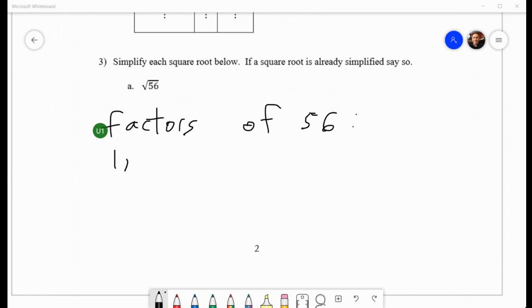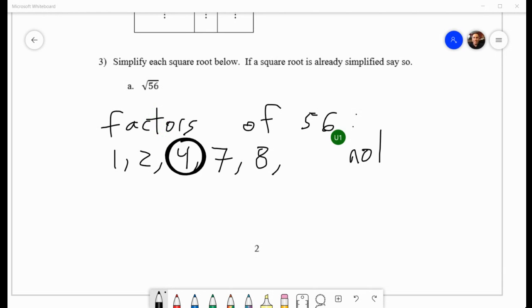We're going to have 1, we have 2, we have 4. Trying to think what else. I think 6 is one. No, not 6, I'm sorry. 7, 8. Well, actually, we can stop right there, because 4 is a factor and 4 is a perfect square. So this is not simplified. That's okay. We can simplify it.